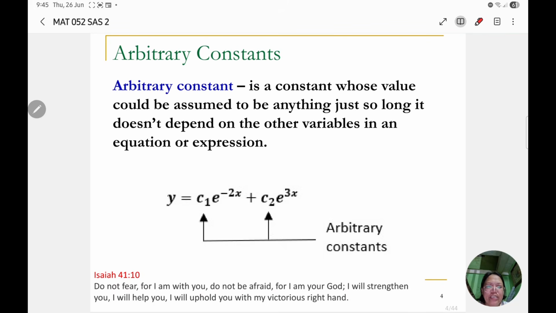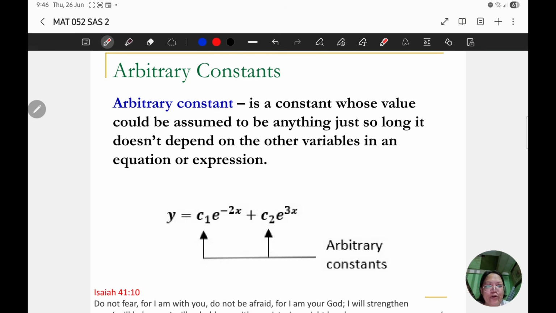An arbitrary constant is a constant whose value could be assumed to be anything, just so long as it doesn't depend on the other variables in an equation or expression. For example, y equals c sub 1 e to the negative 2x plus c sub 2 e to the 3x. The x variable there is the independent variable, while y is the dependent variable. So c sub 1 and c sub 2 are the arbitrary constants. Arbitrary constants can be any values, okay?